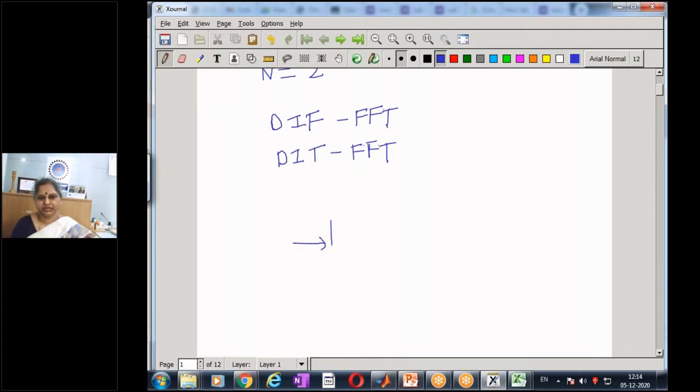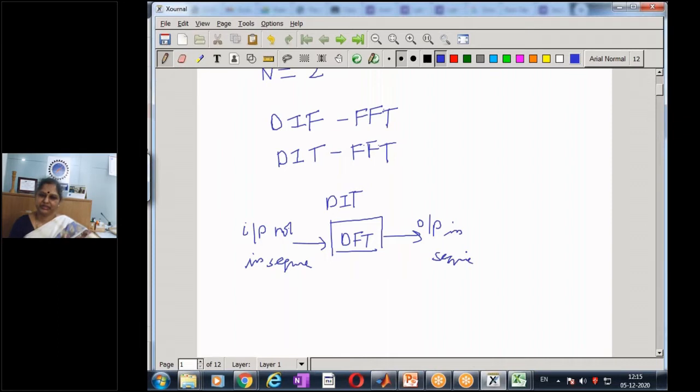So if I have a block which computes the DFT, and suppose it's computing the DFT using a DIT method, then my input is not in sequence, whereas the output is in sequence. Output is going to be x0, x1, x2, x3, etc. But the input is not in sequence. Then the algorithm is known as the DIT FFT algorithm.